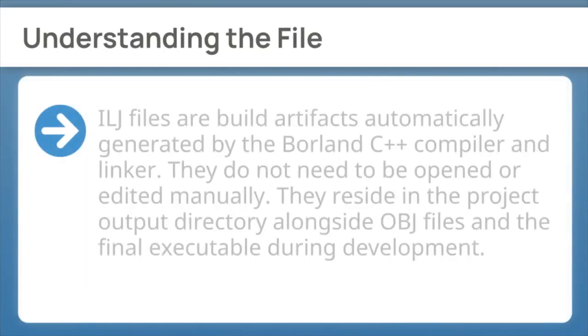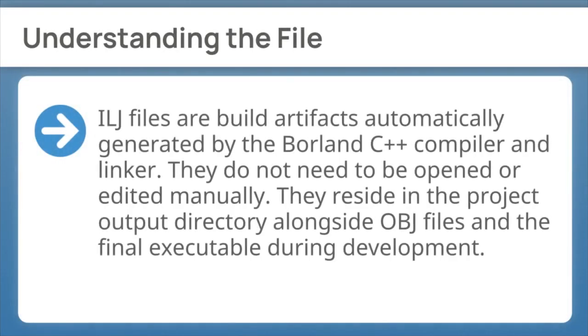First, understanding the file. ILJ files are build artifacts automatically generated by the Borland C++ compiler and linker. They do not need to be opened or edited manually. They reside in the project output directory alongside OBJ files and the final executable during development.